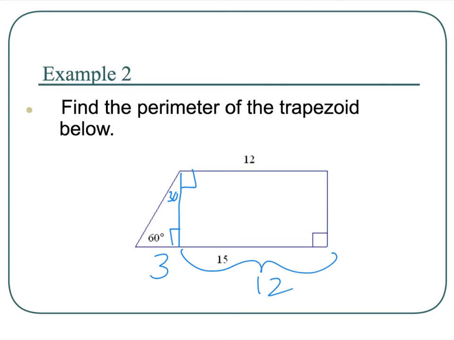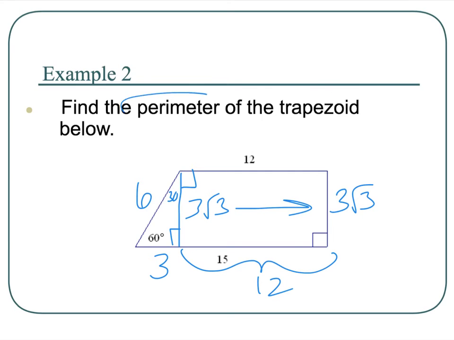And if that is 3 across from the 30, double that is 6, which is that slanted side, one of the legs of the trapezoid. And my height is 3 root 3. Now, that is not part of the perimeter, but opposite sides of a rectangle are congruent, so this is 3 root 3.